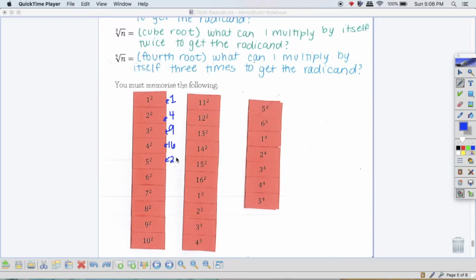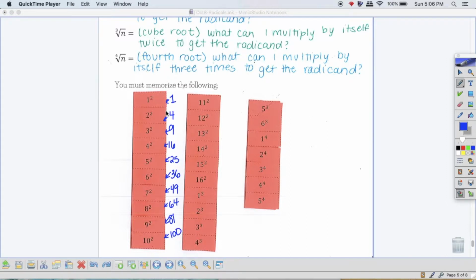5 squared is 25. All of these numbers here I want you to be familiar with are called perfect squares. What does that mean? That means we could take the square root of them. So the square root of 25 is 5. 6 squared is 36. 7 squared is 49. 8 times 8 is 64. 9 times 9 is 81. And 10 times 10 is 100. You should be familiar with those.